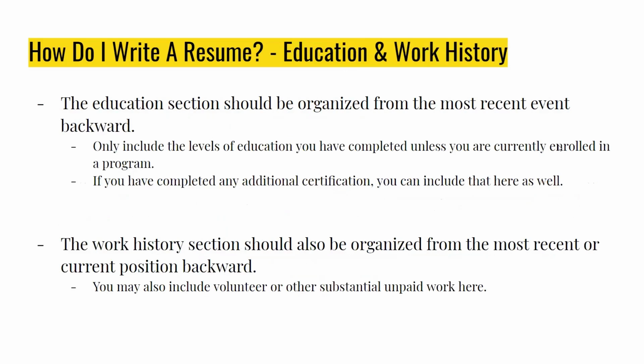All right. So as far as education and work history, your education section should be organized from the most recent event backward. So if you currently have a job, that would be the very first, or if you're currently enrolled in school, that would be the very first piece of your education section. So I would say, my name is Jane Doe. I'm currently attending Eastern Kentucky University. Here's the degree program I'm in, and this is my potential graduation date.